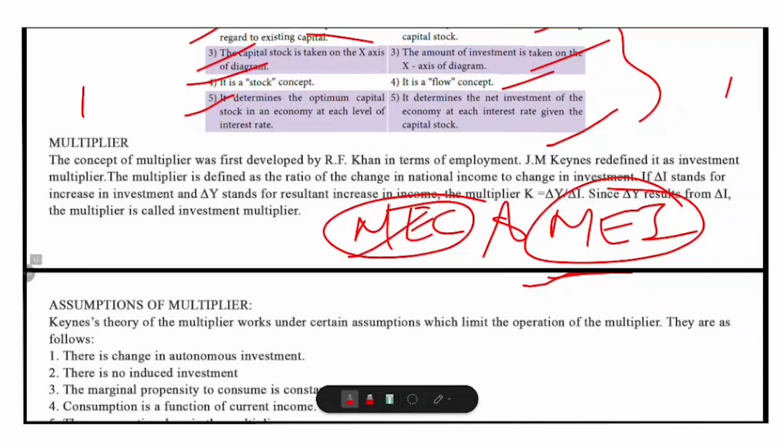Okay, so remember that MEC is a stock concept and MEI is a flow concept. Think of it like a tank and tap analogy. The tank, that is capital, shows the total stock, that is MEC.